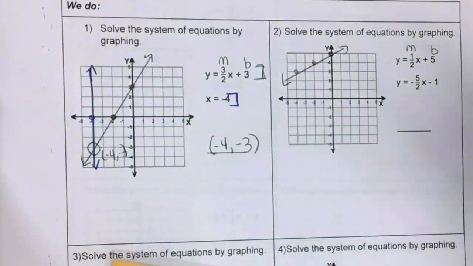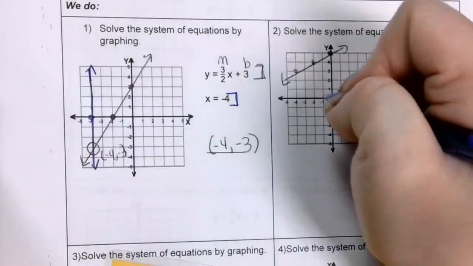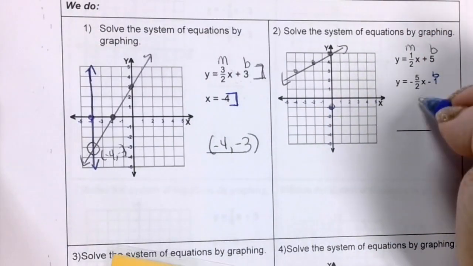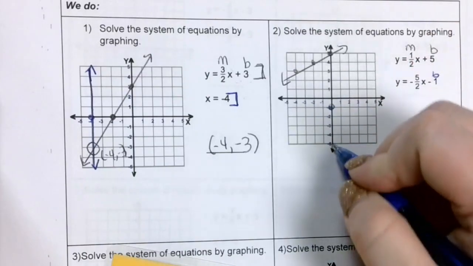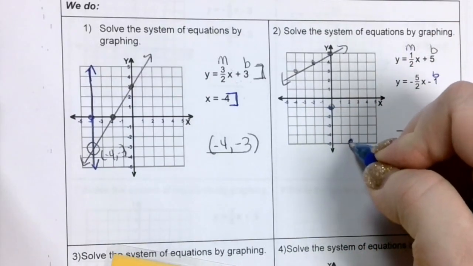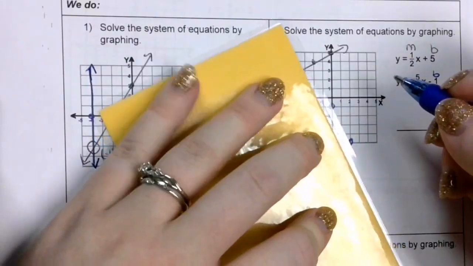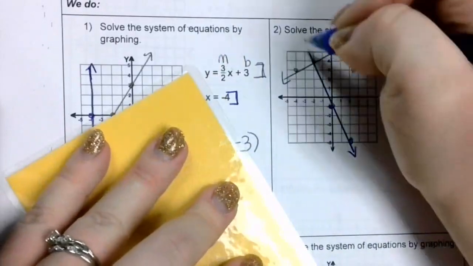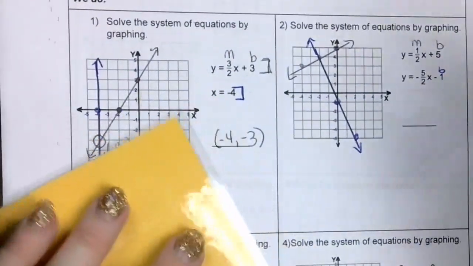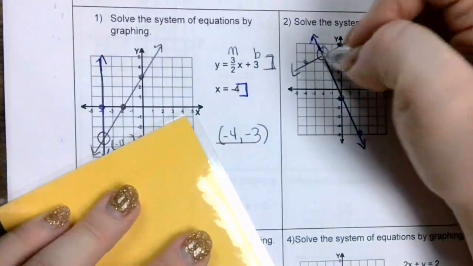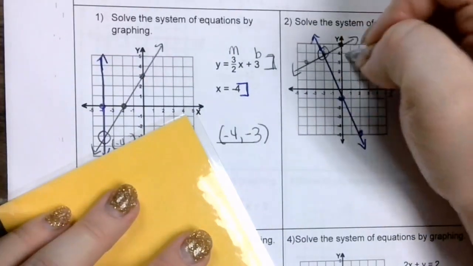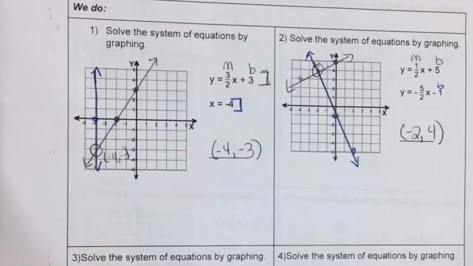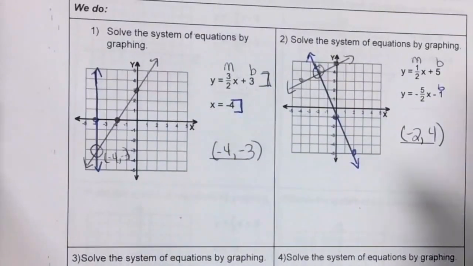Do my next one, which has the y-intercept of -1, and the slope of down 5, right 2, and I can see they cross at this coordinate point, which means that's my answer. So the answer is -2, 4. Please make sure if you do not understand these that you are asking me questions.